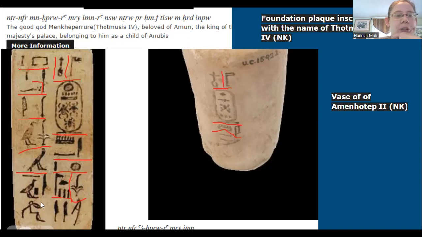And I think they're actually missing Anubis here because this underlined HRW. Okay, so this is the child part.